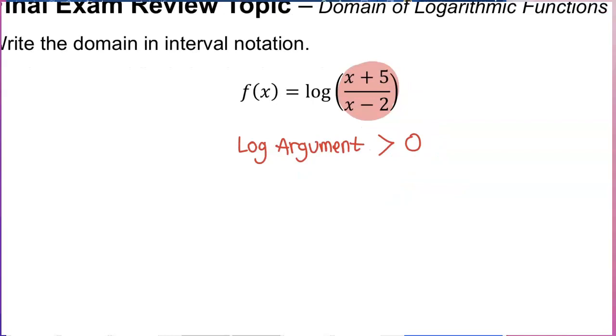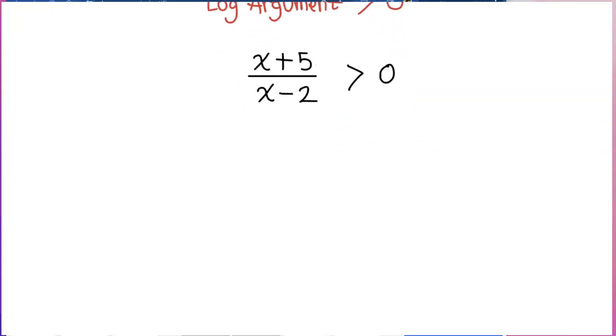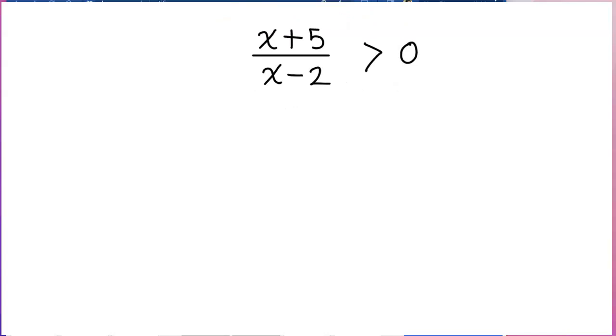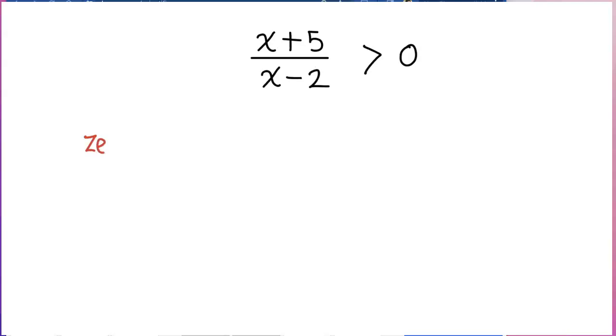So what you're going to set up is say that (x plus 5) over (x minus 2) is greater than 0. Oh no, now it turned into a rational inequality problem. So let's solve this. When you are solving a rational inequality, you find the zero of the numerator, whatever makes the top of the fraction 0, and also you need to find the zero of the denominator.